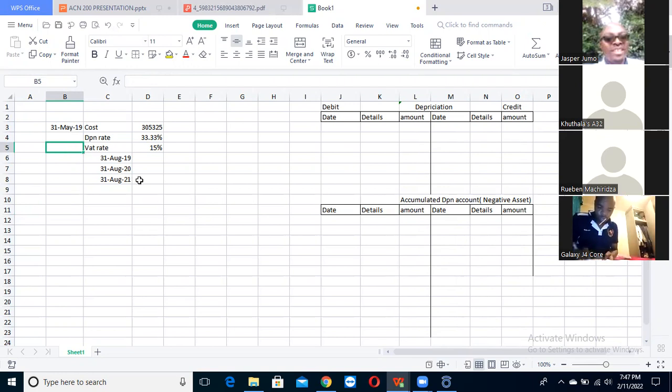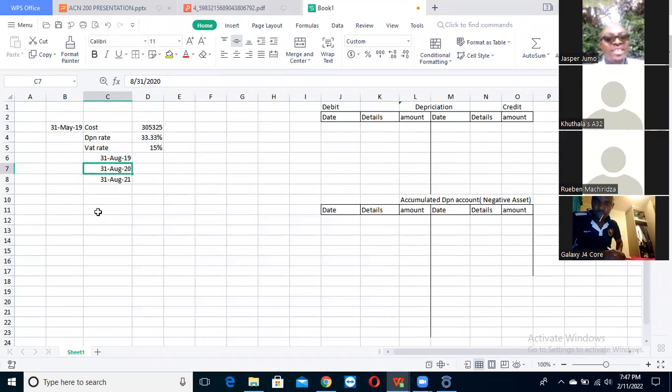So the first thing that we want to do is to calculate the period for each year. For the year ending 31 August 2019, we want to see how many months the asset worked. For the year ending 31 August 2020, we want to see how many months the asset worked. And the same applies for the year 2021. Note that we only calculate depreciation at the end of the financial period, that's number one, or when we sell an asset, that's number two.